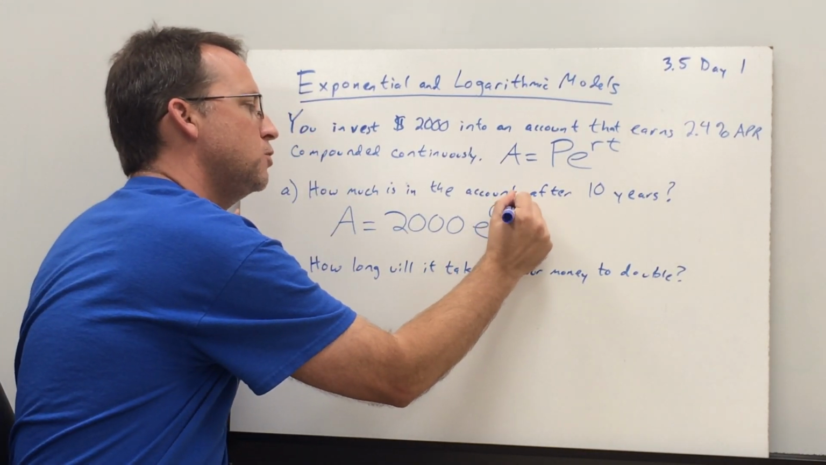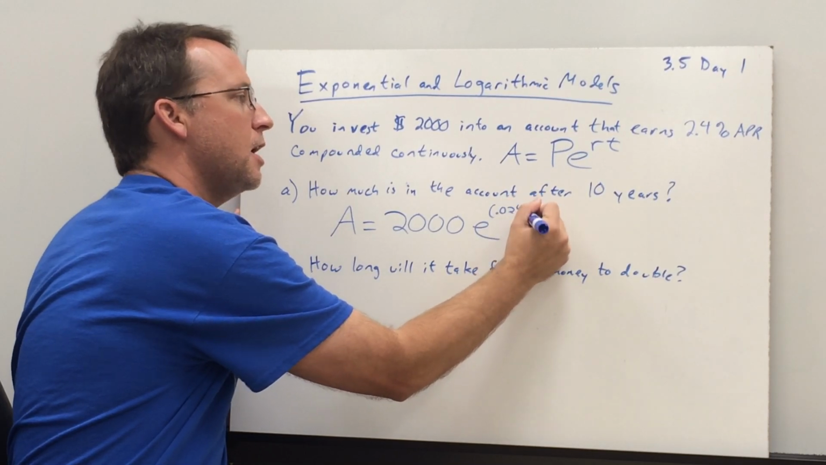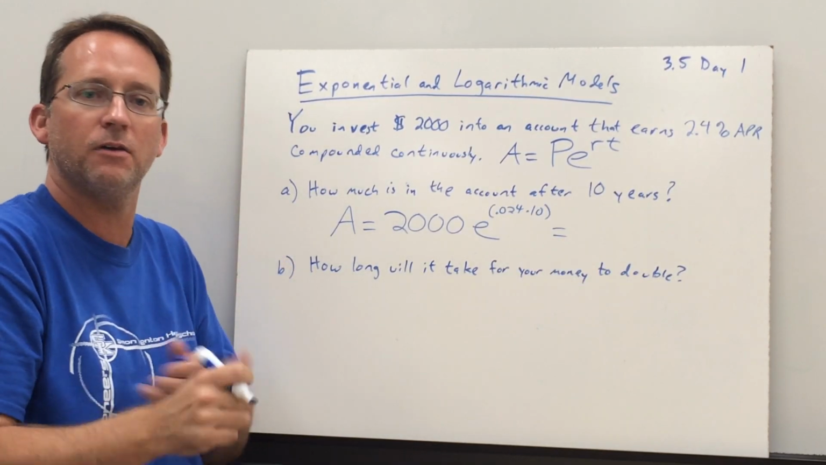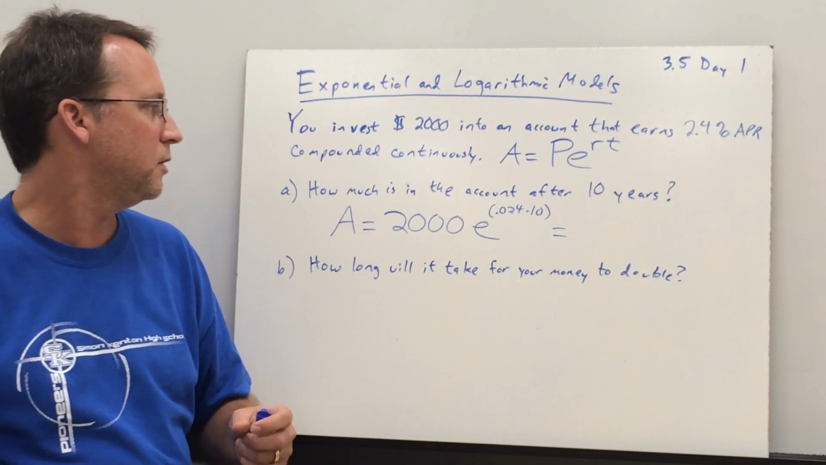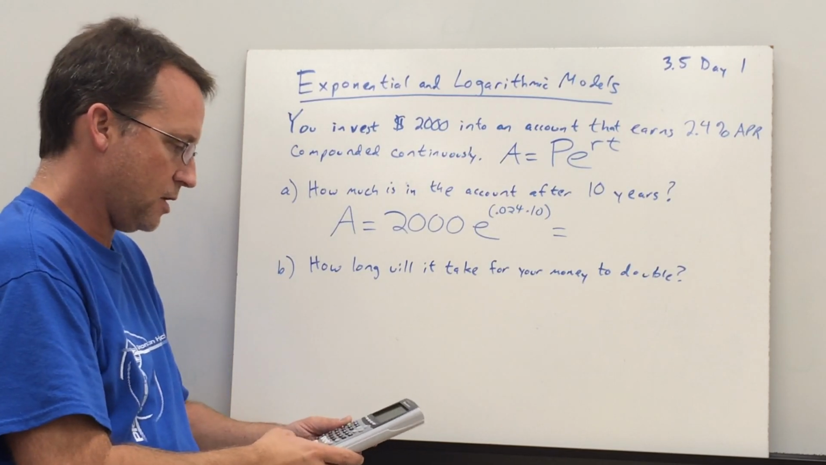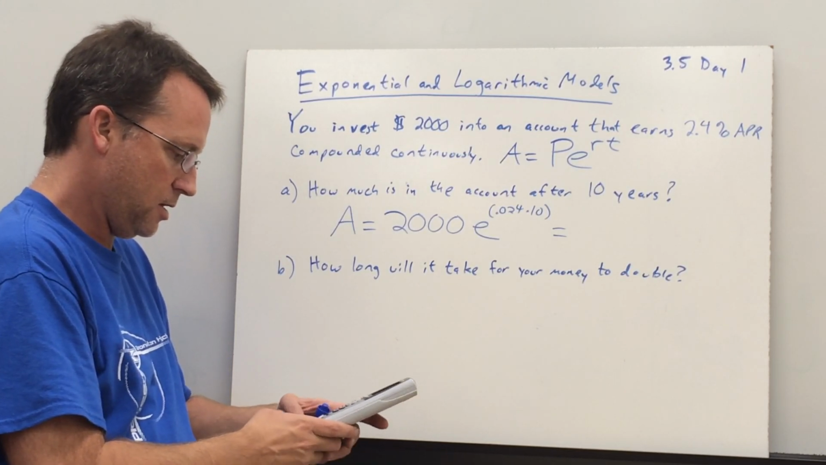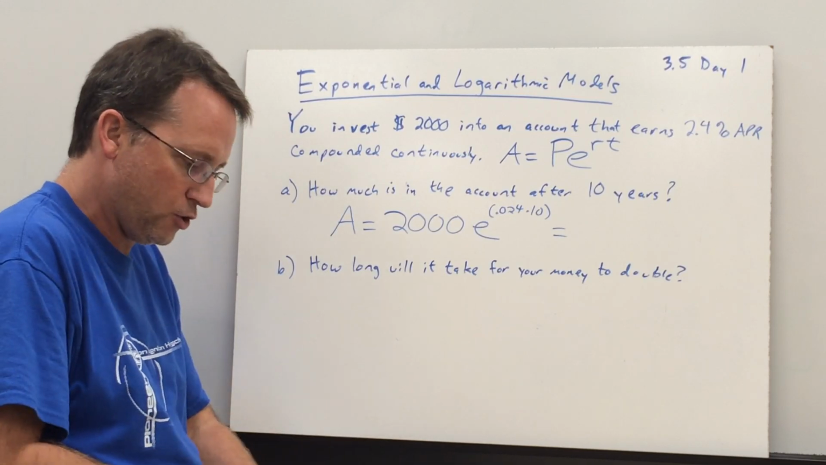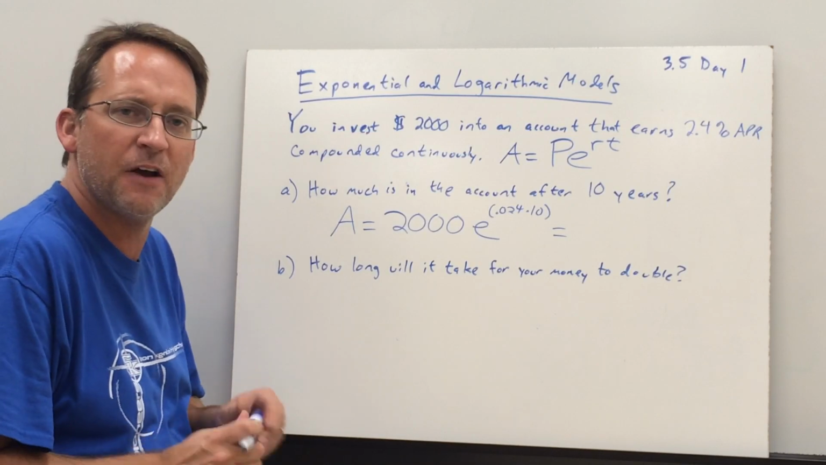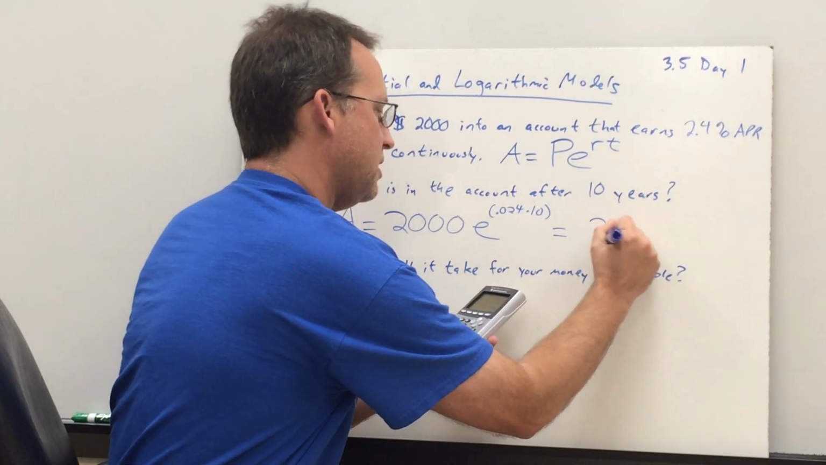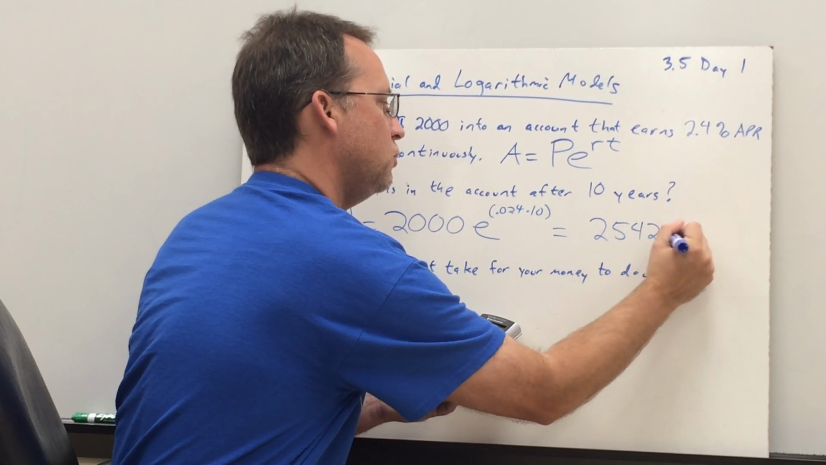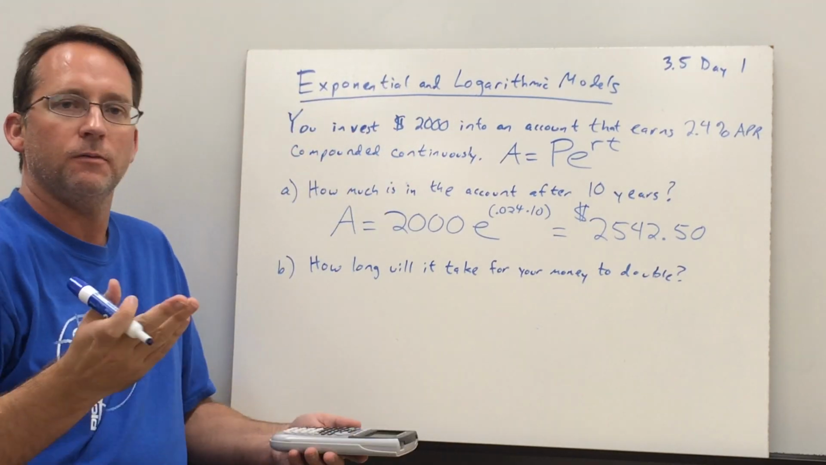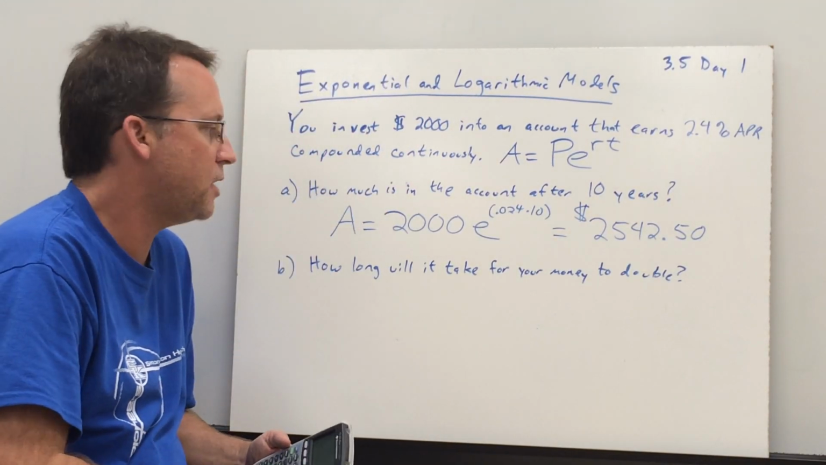So 0.024 times 10 years. Put that in your calculator. We'll end up with the amount that we earn, $2,000 times E to the 0.024 times 10. $2,542, and I got 50 cents if I round it to dollars and cents. $2,542.50. All right. Type of problem we did earlier in the chapter.